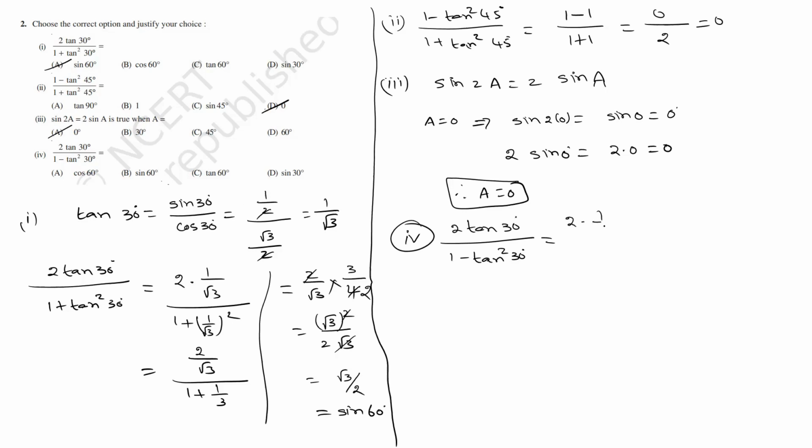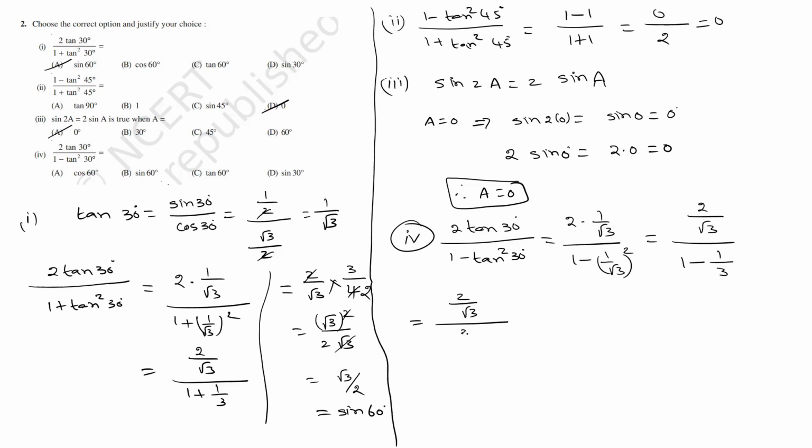So 2 into 1 by root 3 divided by 1 minus tan square 30. So 1 by root 3 whole square here, which is equal to 2 by root 3 divided by 1 minus 1 by root 3 whole square. So 1 square is 1, divided by root 3 whole square will be 3 here. Is equal to 2 by root 3 divided by 3 into 1.